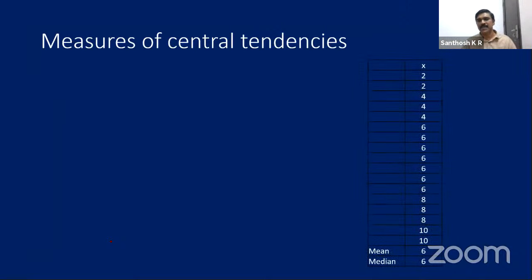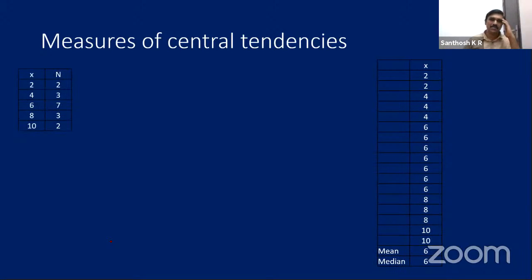Median applies if we are at the ordinal level of measurement. Mean applies when we are at the ratio or interval level of measurement. Median applies when we are at the ordinal level of measurement. We are writing the whole findings in an order, and we are looking at the midpoint of that particular list of numbers or list of readings, and we call it the median.